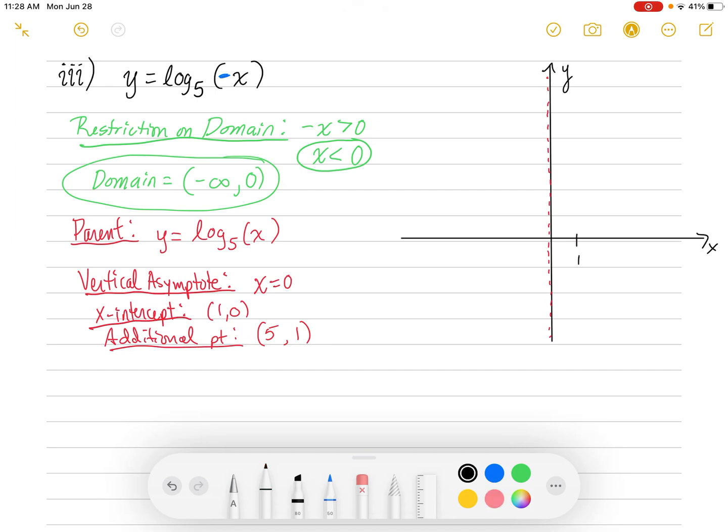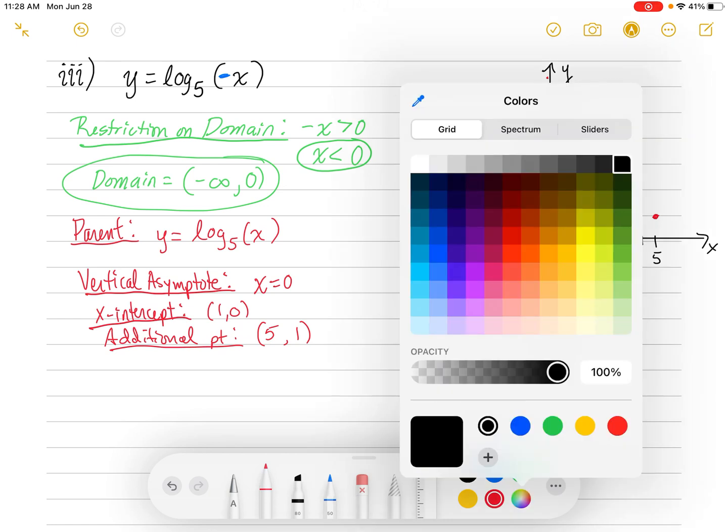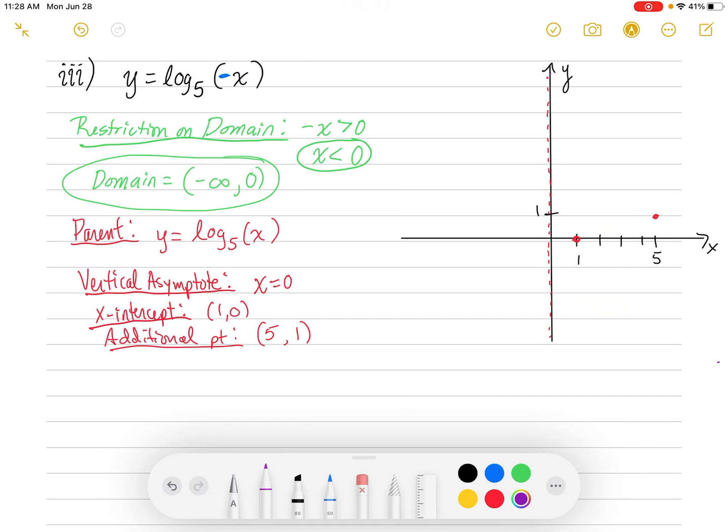I have my vertical asymptote from my parent down here. It's the y-axis. X equals 0 is the y-axis. I have an x-intercept at (1, 0). And I have an additional point at (5, 1).